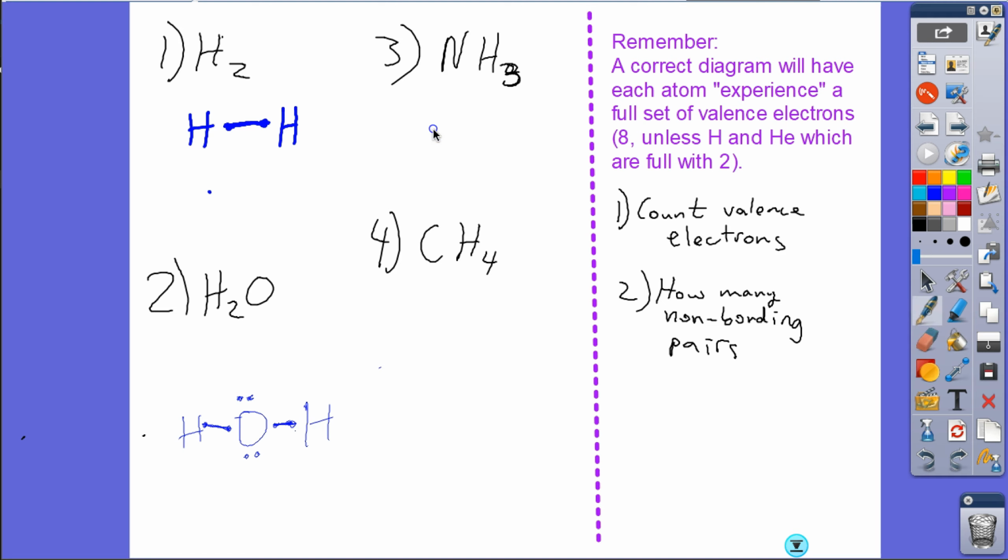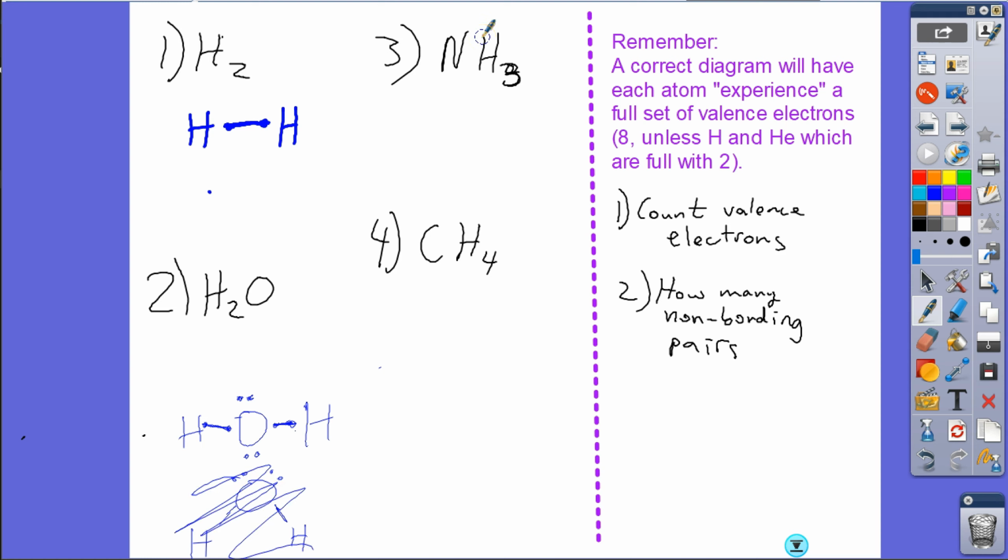Turns out later we're going to learn about polar molecules. Water actually looks more like this. Because it's bent, and we'll learn why it's bent later. But that's something that you wouldn't necessarily need to know yet. Okay.